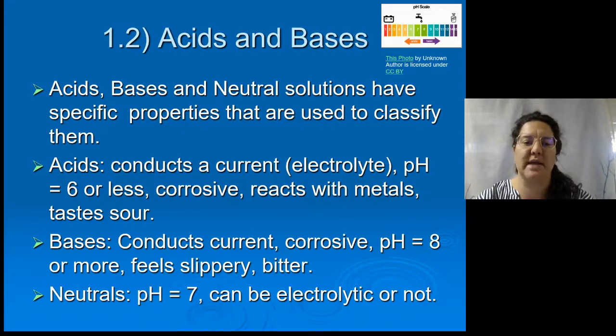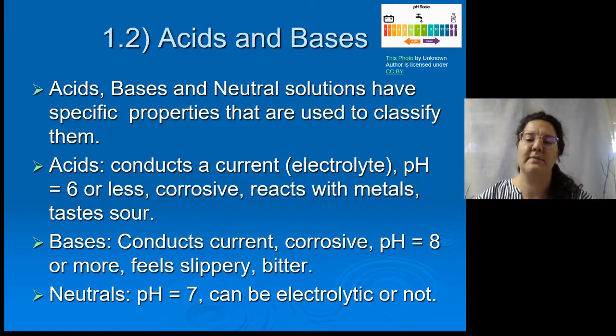vinegar are examples. Bases conduct currents as well. They're corrosive. They have a pH of 8 or more. They feel slippery and they taste bitter. And again, there are certain bases that we should never taste, but then there's other ones like a mixture of baking soda and water that you would notice has a very bitter taste.